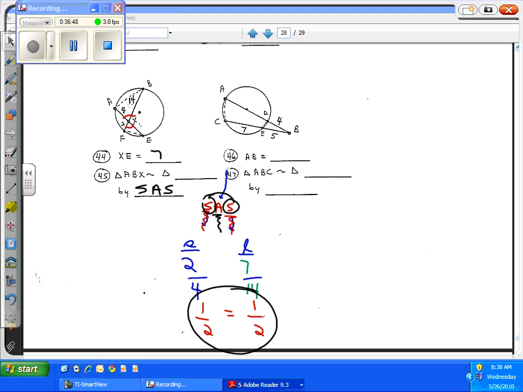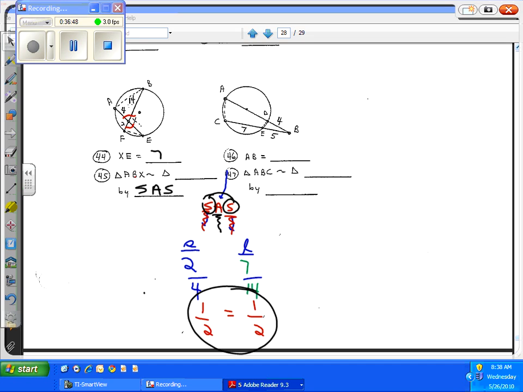We're looking at the sides that formed those vertical angles. We put small over small and large over large and reduce. They come out equal, therefore they're proportional. So an angle of one triangle is equal to an angle of another. The sides that form those angles are proportional. Therefore, they are similar by side angle side similarity. There you go.